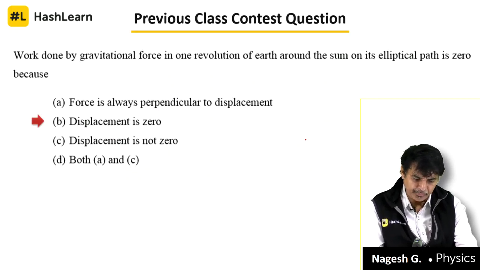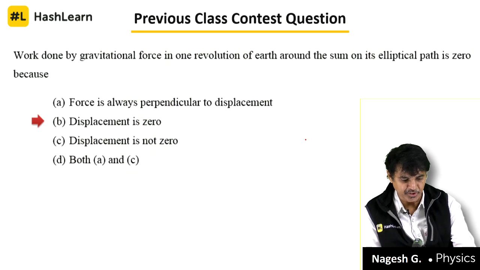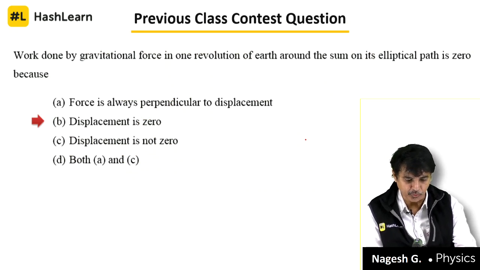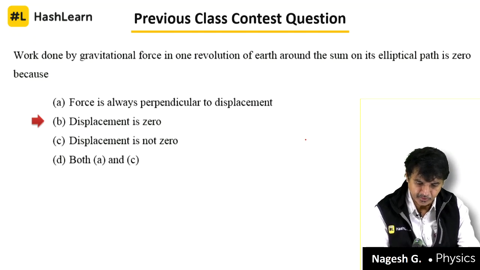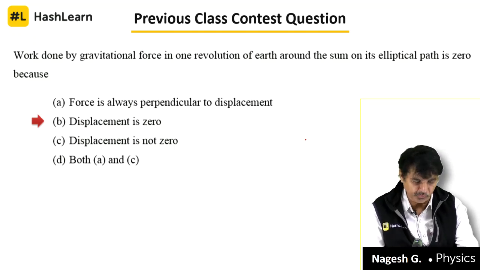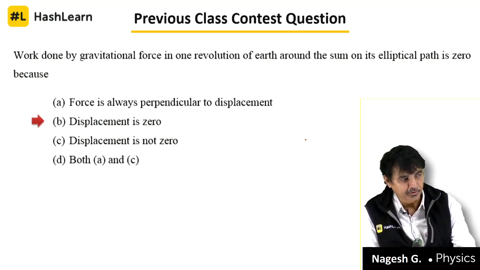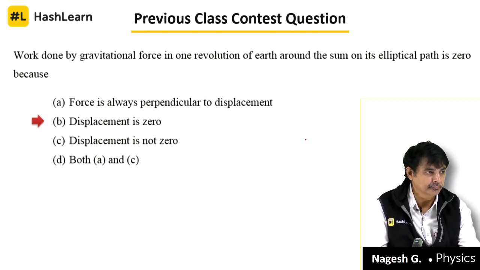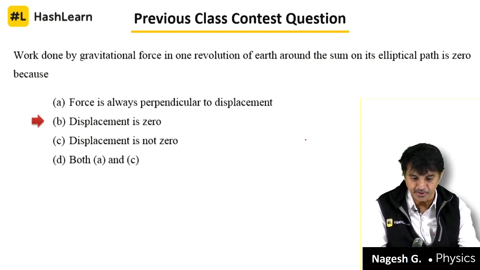Now, previous class contest question: work done by the gravitational force in one revolution of the earth around the sun in its elliptical path is equal to 0, because the displacement is for a closed path, as you are all well versed, displacement will be equal to 0. Therefore, work done will be equal to 0.